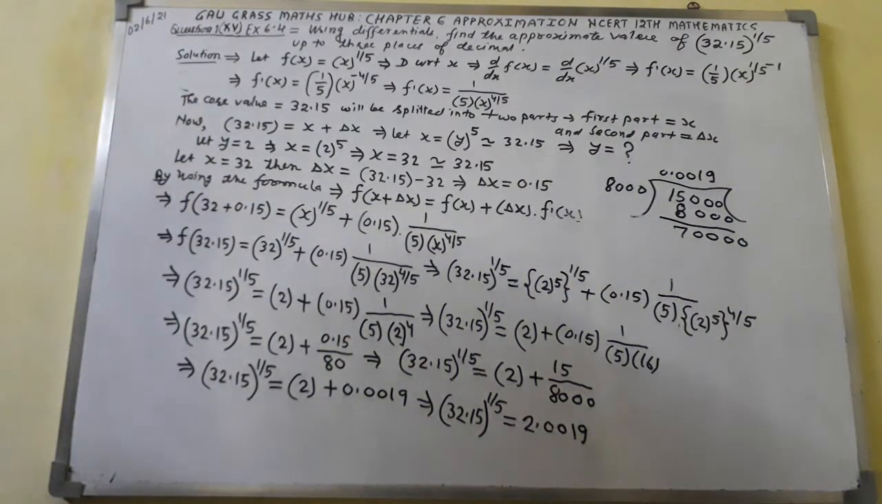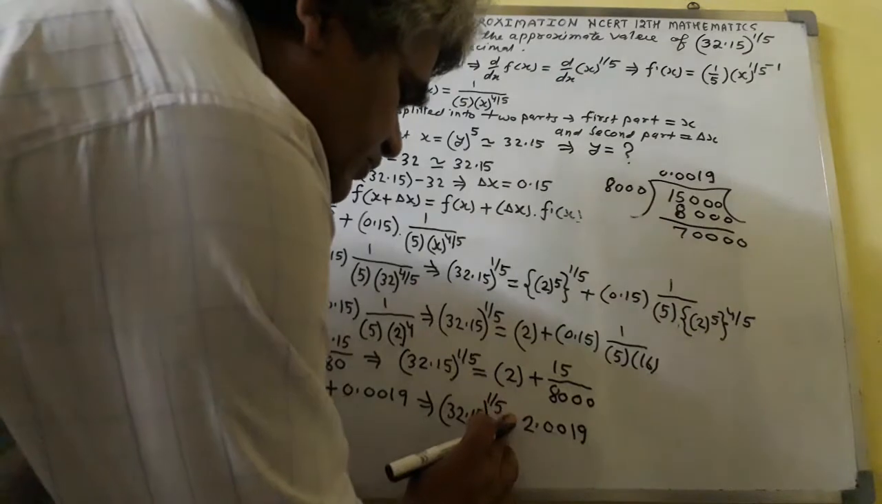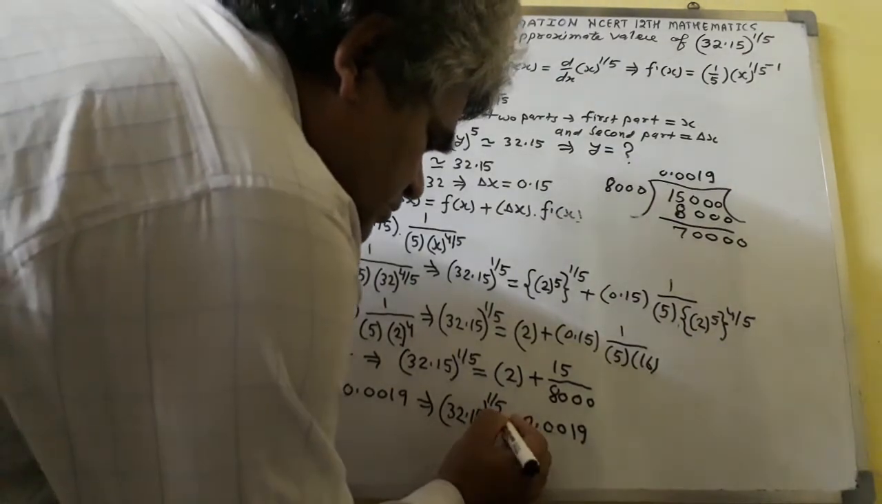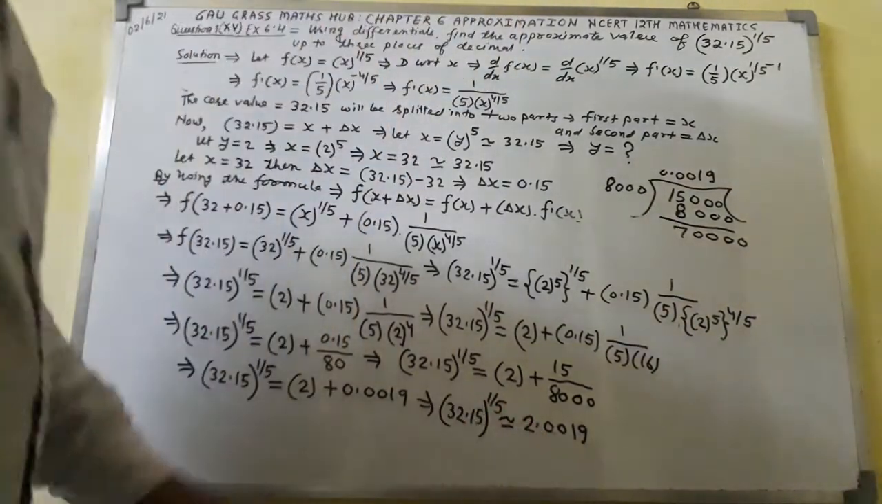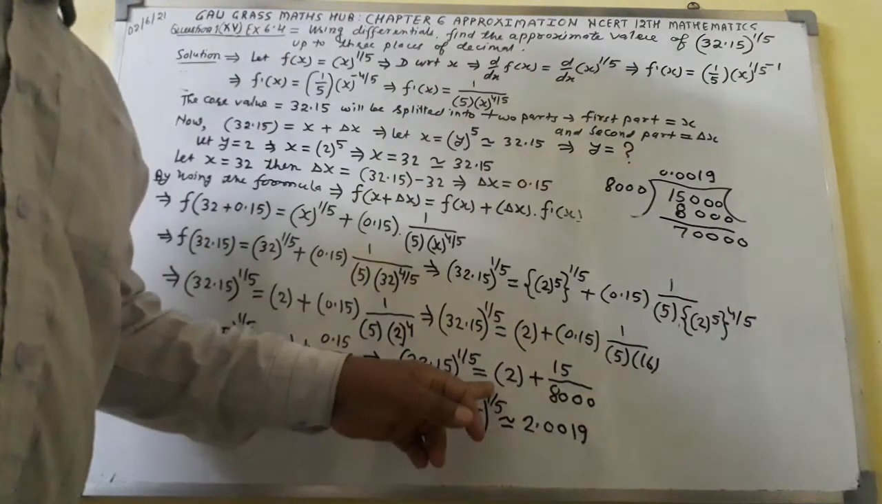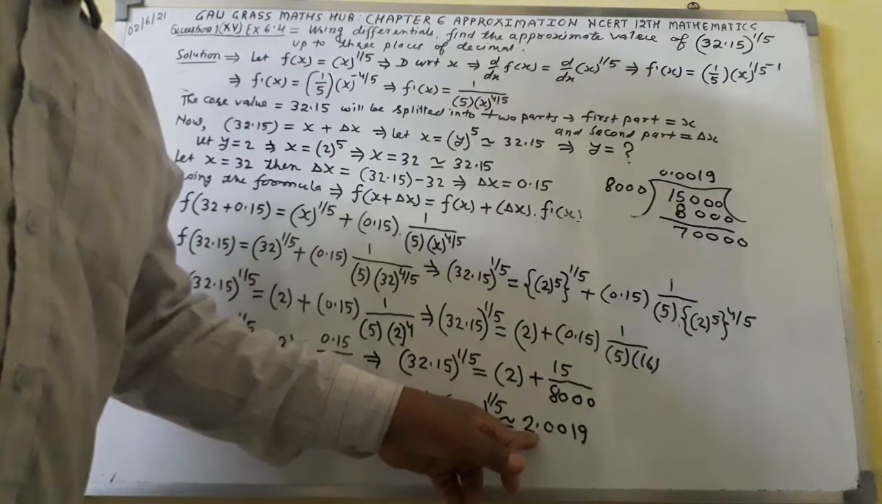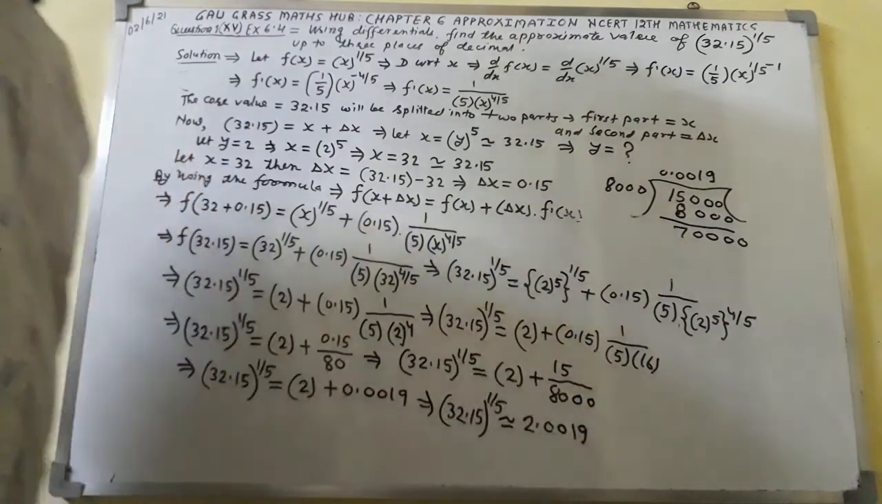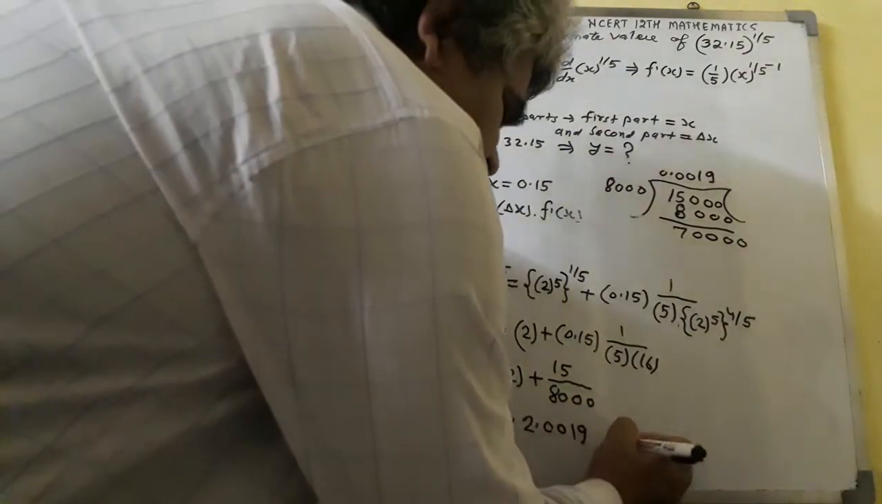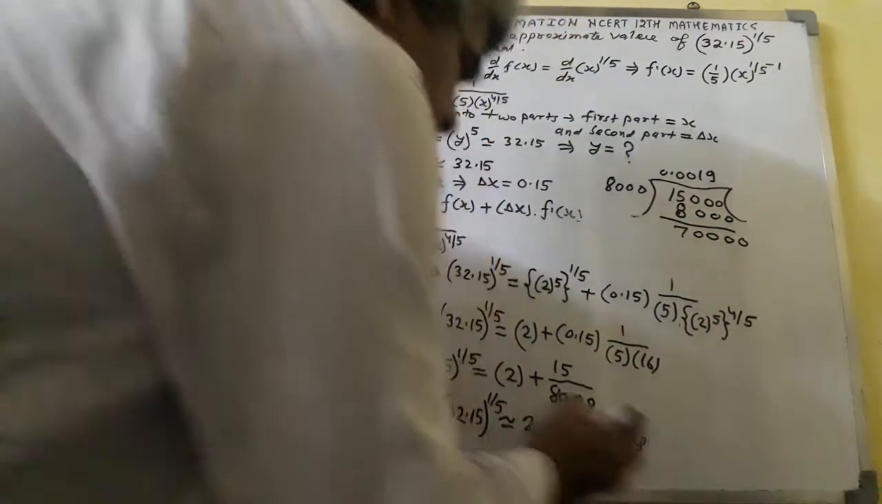You have got the correct answer. This is an approximate value. The approximate value of 32.15 raised to the power 1 over 5 comes out to be 2.0019. That will be the correct answer we have got.